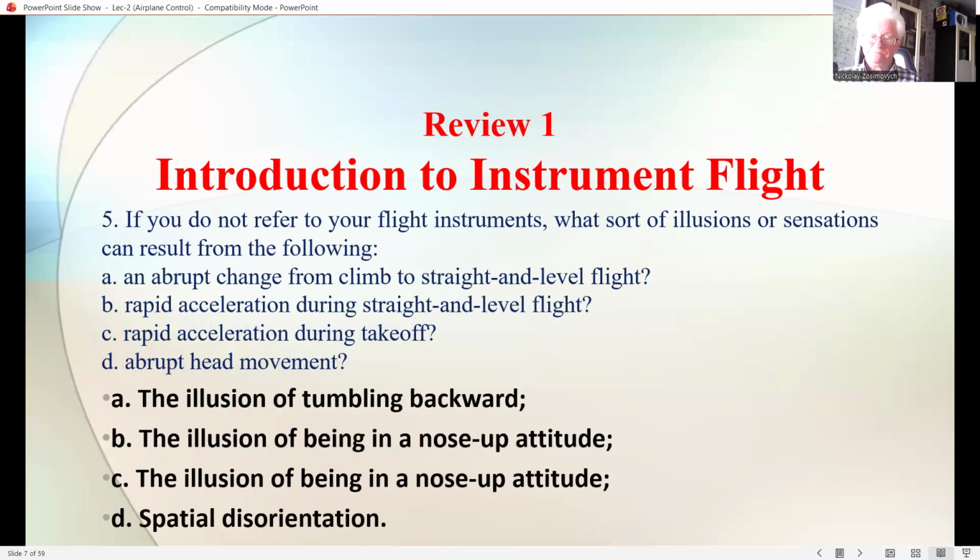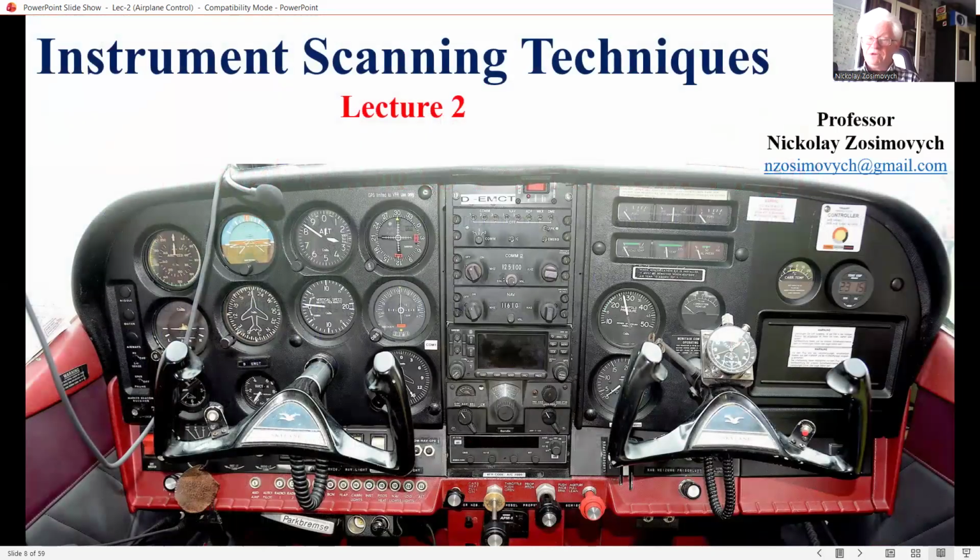And the final question, if you do not refer to your flight instruments, what sort of illusions or sensations can result from the following? And you have 4 items, A, B, C, D here. You can read about them; I only commented on the answers. Answer for A, the illusion of tumbling backward. And answer for C, the illusion of being in a nose-up attitude. And answer for D, the spatial disorientation. Okay? And today we have lecture number 2.